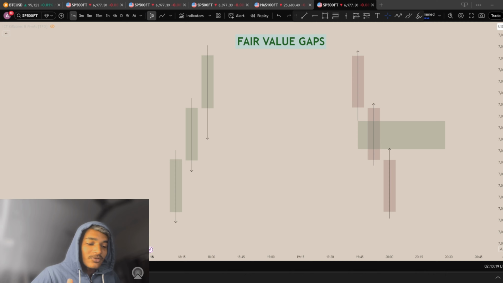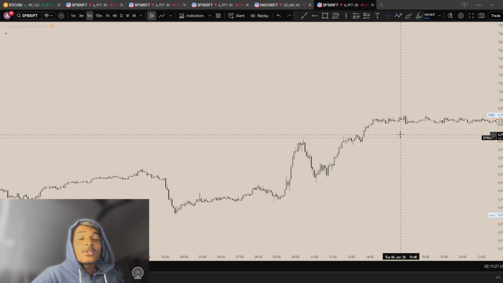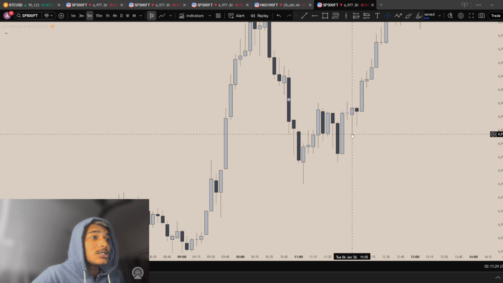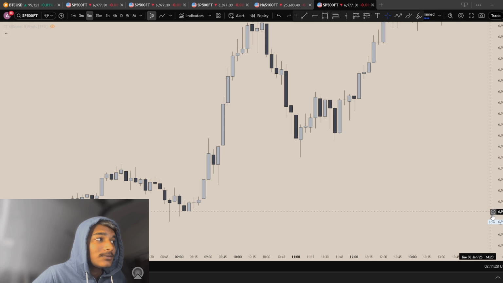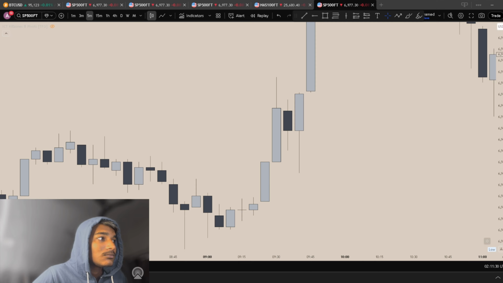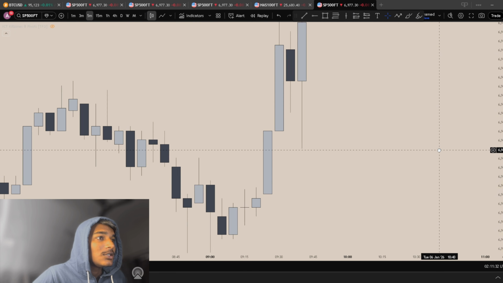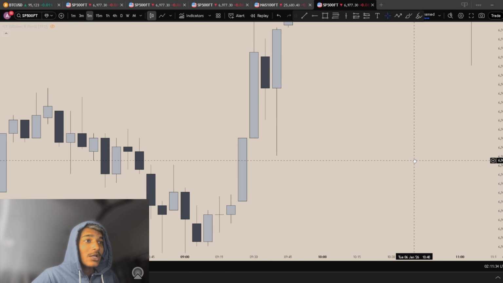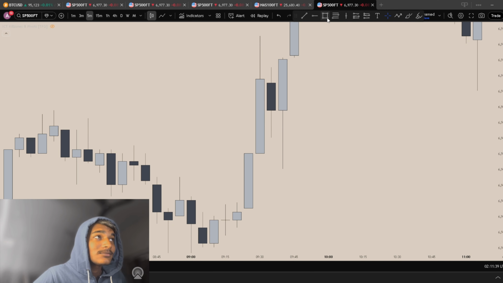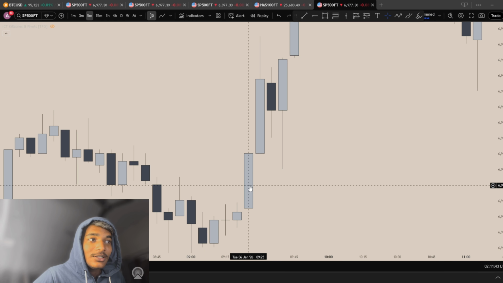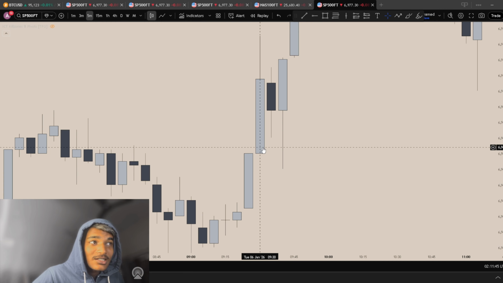So now you have successfully understood what a fair value gap is, and I'm going to show you some examples on the charts. First, we start with the bullish fair value gap. See this market, start from here. It is a three candlestick pattern. Are you seeing any fair value gap here? This is the first candle, this is the second candle and this is the third candle.